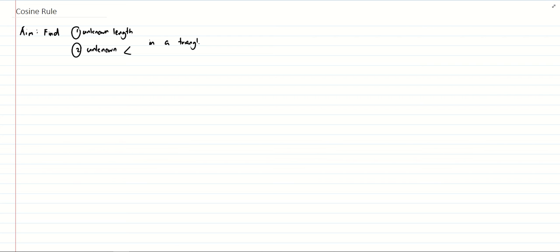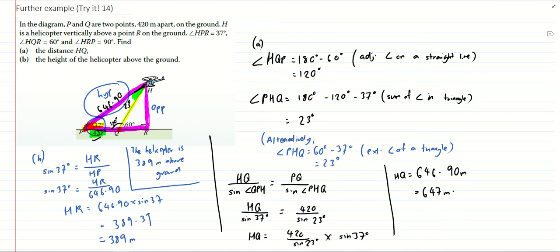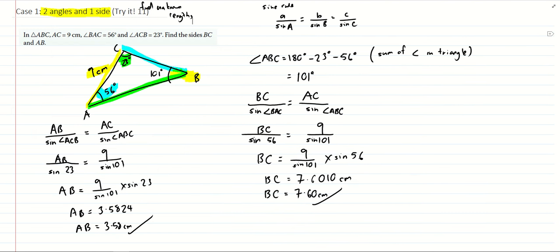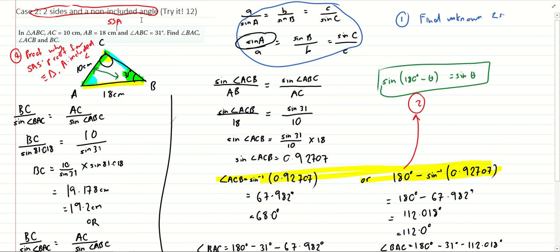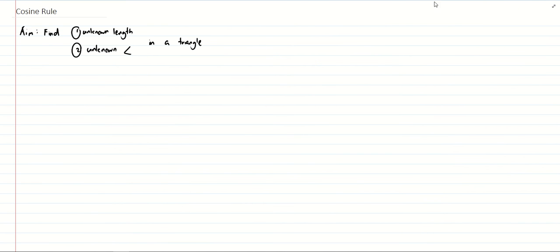All right. As you can see in the previous videos, we can use the sine rule to find unknown lengths or unknown angles depending on what is given by the question. We will usually use the sine rule if we are given two angles and one side, or if we are given two sides and a non-included angle. If we can't use the sine rule, then that's where we will resort to the cosine rule, and we will go through the different cases where we can use it.